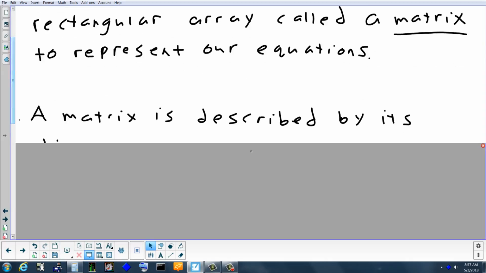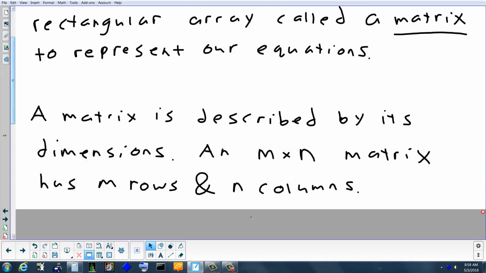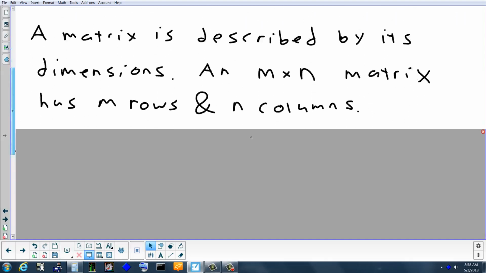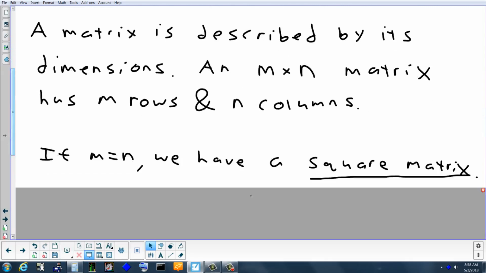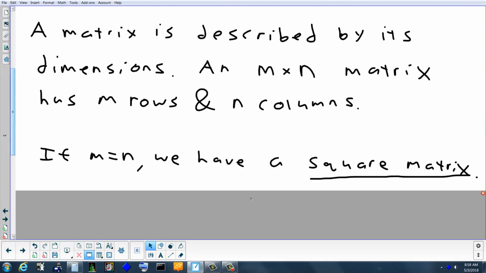So the way we describe a matrix is by its dimensions. You always list the rows first and then the columns. So you might have a 2x4 matrix, 2 rows, 4 columns. A 5x5 matrix, 5 rows, 5 columns. The last type I told you, 5x5, if the number of rows and the number of columns is the same, that's called a square matrix.